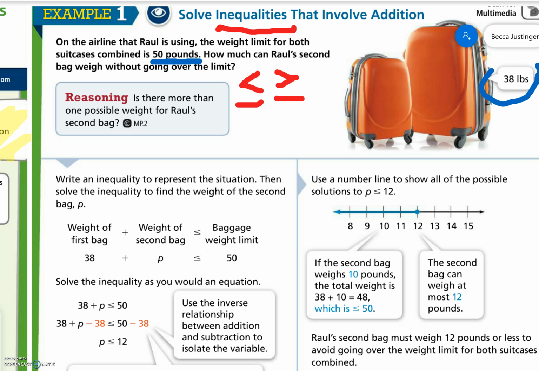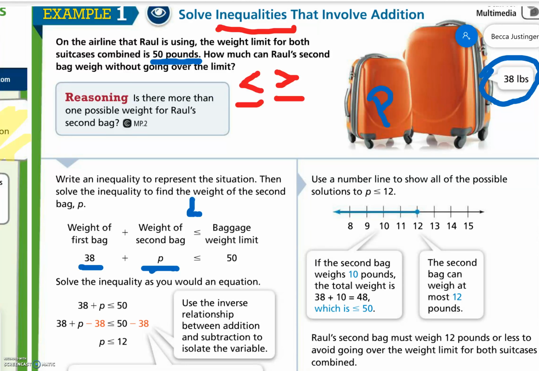So we know that the first bag is 38 pounds, but we don't know the weight of the second bag. They use P. So write an inequality to represent the situation. Then solve to find the weight of the second bag, P. So they do the weight of the first bag, 38, plus the unknown weight of the second bag. Now we know it's got to be either less than or equal to 50. Think of the less than as kind of looking like an L if we were to squeeze it down. And then the equal to is that bottom line, 50.